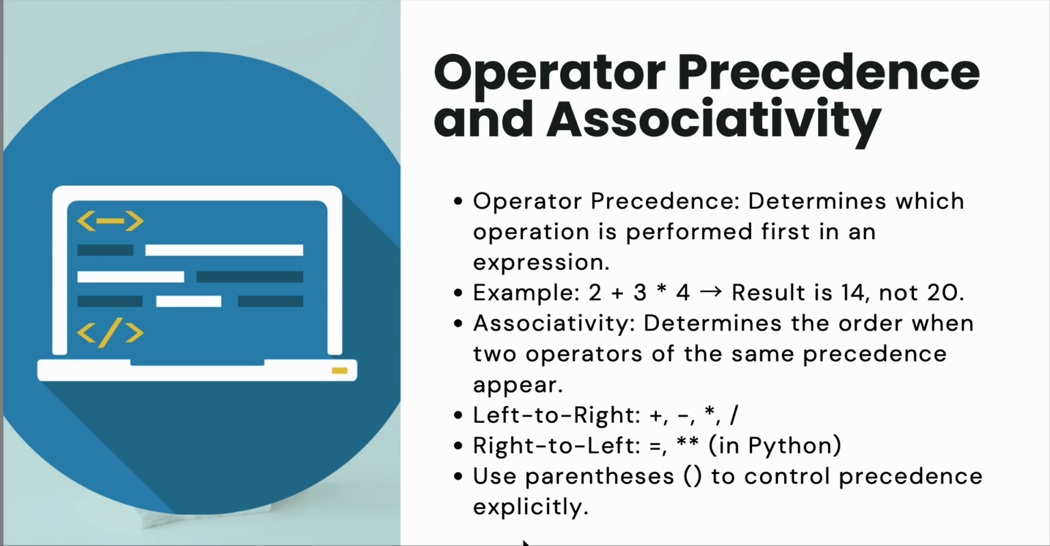And yes, if we are confused or need more clarity, then you can use parentheses to control precedence explicitly, because once there is a parenthesis, it will perform that task first. So if suppose 2 plus 3 is inside the bracket, then of course it will perform 2 plus 3 first, and then it will multiply. So this is the way of operator precedence and associativity.